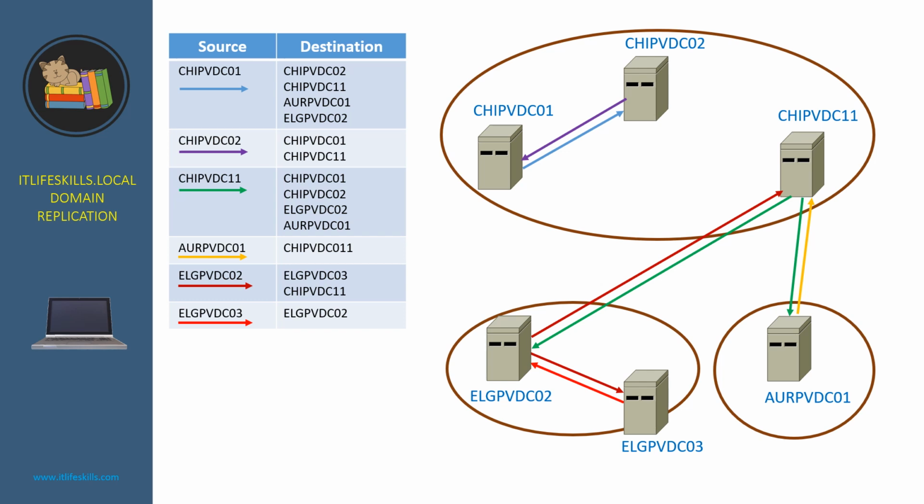Let's now draw the replication connections between domain controllers in itlifeskills.local domain and domain controllers in hq.itlifeskills.local domain. From the table, we see that there's a replication connection from CPVDC01 to CPVDC11, OPVDC01 and LHPVDC02, and from CPVDC02 to CPVDC11, and from CPVDC11 to CPVDC01 and CPVDC02.